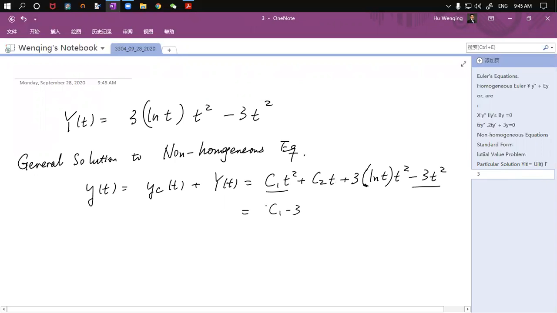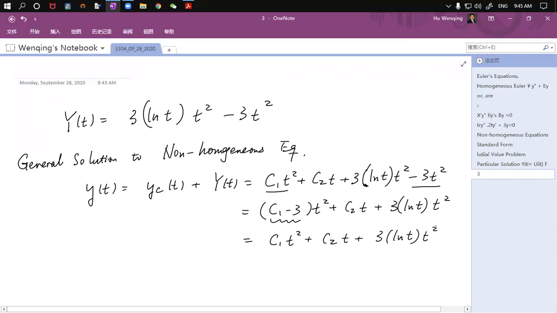So that's (C1 minus 3) multiplied by t squared plus C2 multiplied by t plus 3 times the logarithm of t multiplied by t squared. C1 minus 3 is another constant. So then you can say it's C1 t squared plus C2 t plus 3 times the logarithm of t multiplied by t squared. That's going to be your solution. You can replace the C1 minus 3 by another C1 as your new constant. Is that good, family? Okay, but this is not enough.